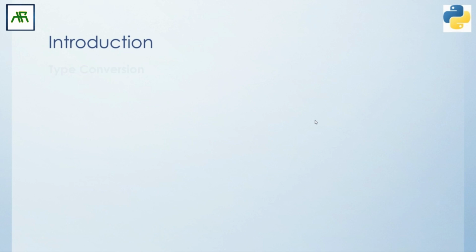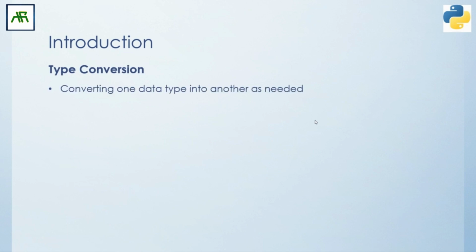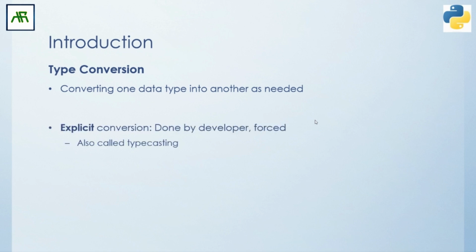The next one is type conversion. Type conversion is nothing but converting one data type into another data type as we need in the processing. There are two types. One is explicit conversion. This is done by the programmer or the developer and forced in the program. It's also called typecasting.